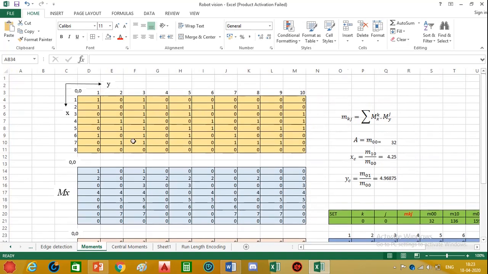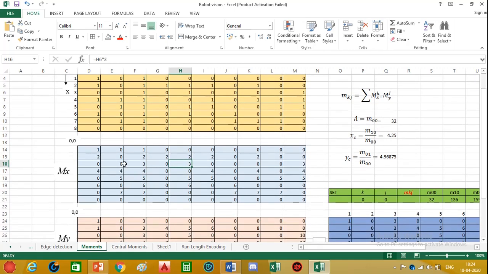Now let us consider an image having resolution 8 by 10. The moment corresponding to x-axis is the product of intensity of a pixel and its distance from the origin along x-axis. For example, consider a pixel at cell 3,5. Its distance from the origin along x-axis is 3 and intensity is 1. Hence, the moment is 3 into 1, that is 3. The matrix Mx is thus prepared by calculating the moments corresponding to x-axis for all pixels.